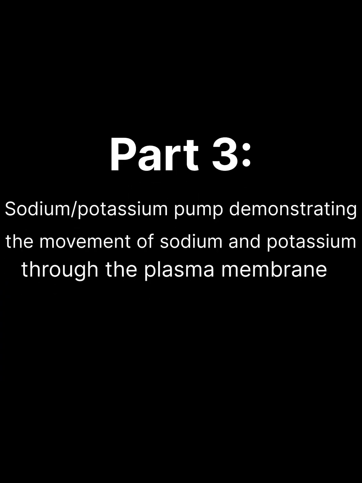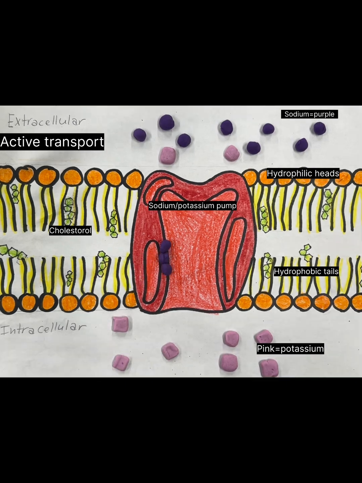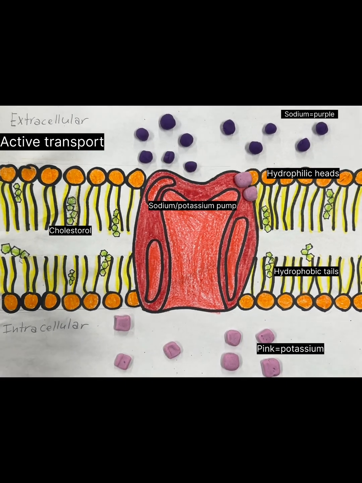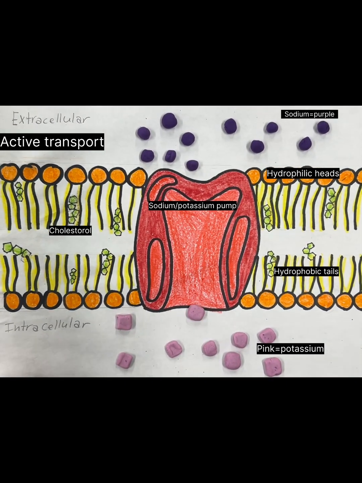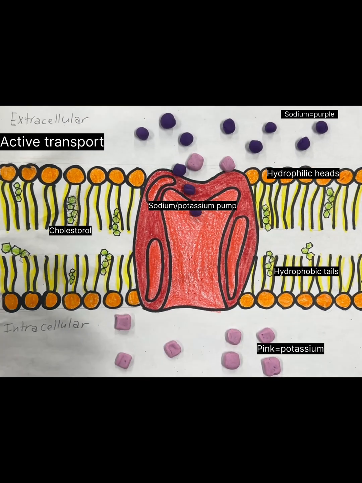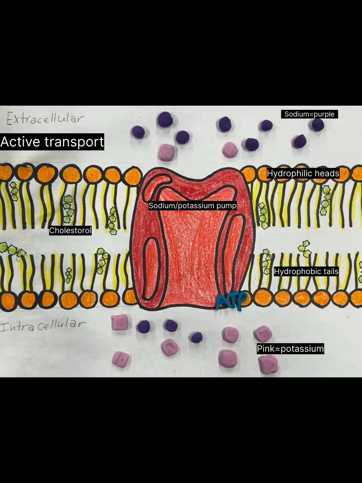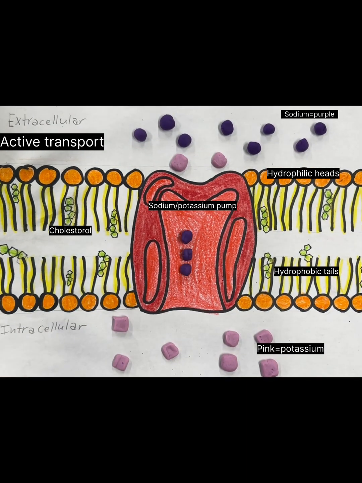Part 3. Sodium-potassium pump demonstrating the movement of sodium and potassium through the plasma membrane. Here we have a sodium-potassium pump, a specialized protein that pumps sodium ions and potassium ions in and out of the cell membrane. The sodium-potassium pump works by pumping a ratio of 3 sodium ions for every 2 potassium ions.